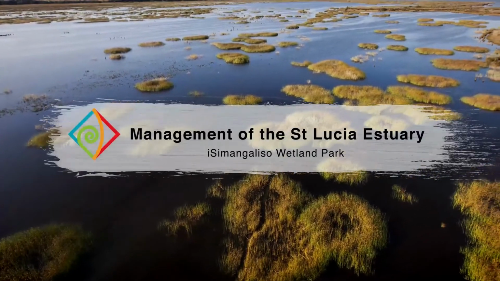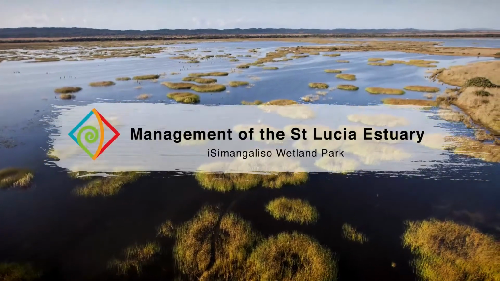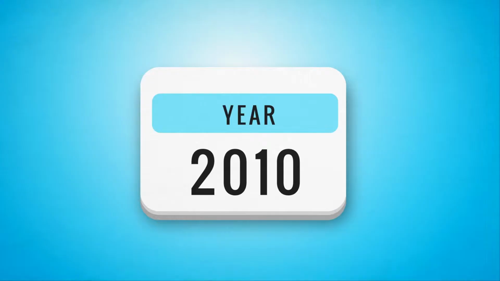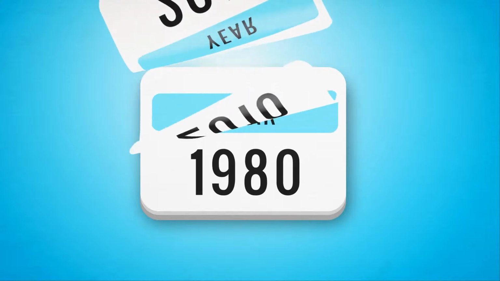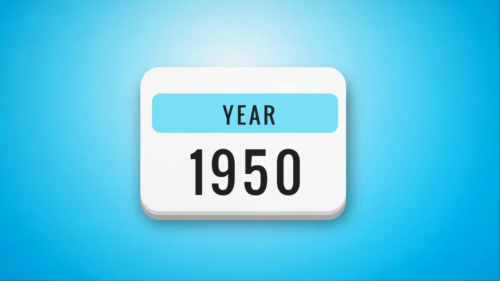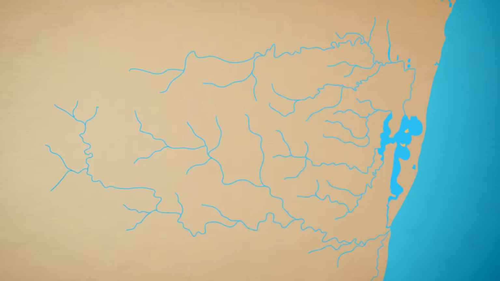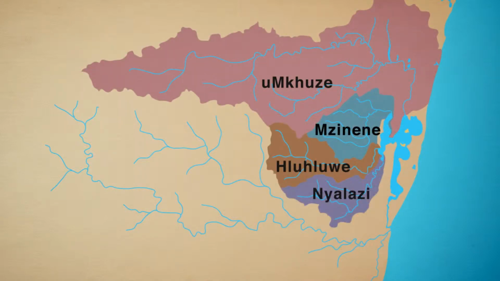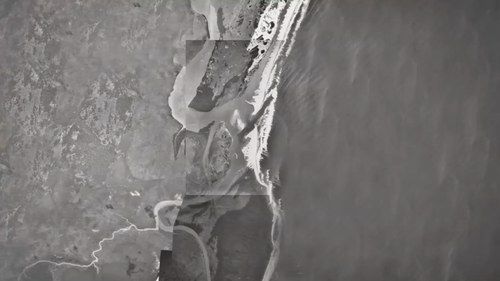The Lake St Lucia Estuary is part of the Isimagaliso Wetland Park, South Africa's first World Heritage Site. The St Lucia Estuary has a history of human interference dating back to the early 1950s. It receives most of its fresh water from 5 rivers. In the north, these rivers are Umkhuze, Mzinene, Hluhluwe, and Nyalazi. The Umfolozi enters the system in the south at the estuary mouth.